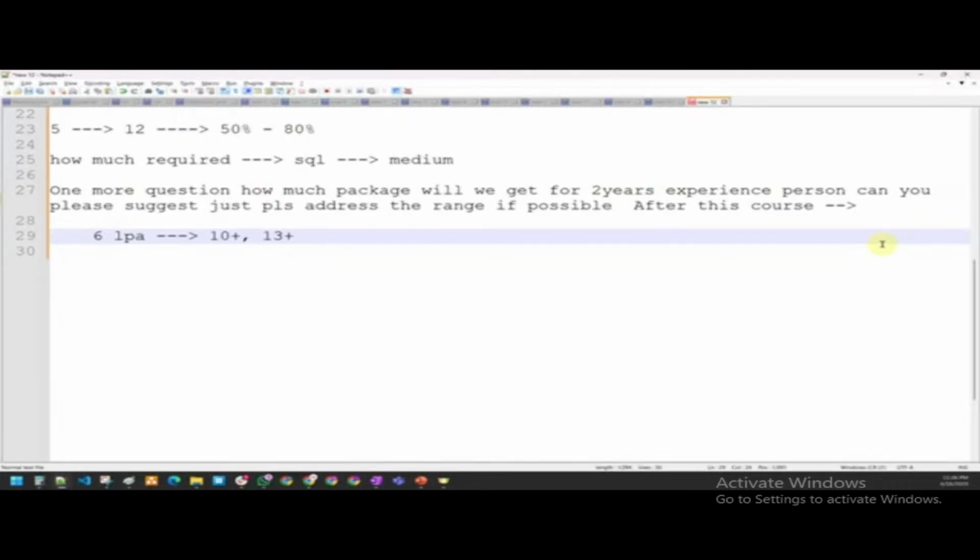It depends on the company, on how many offers you are getting, and on that particular company's demand and all of those things. Totally, yes.